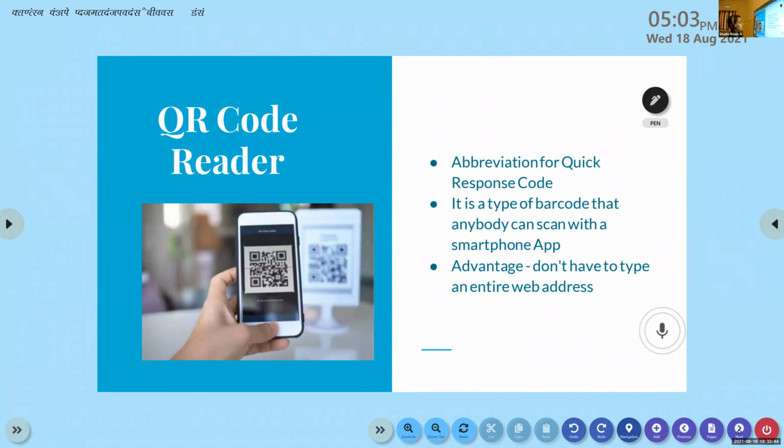What is this QR code? We can scan and pay the money with this nowadays. Yes, Google Pay. We can also read a textbook if we don't have one. If a friend has the textbook, we can scan it and read it on the mobile phone. So what is the abbreviation of QR code? Q stands for quick and R stands for response, isn't it? It is a type of barcode that anybody can scan with the help of a smartphone app. We can pay using this.